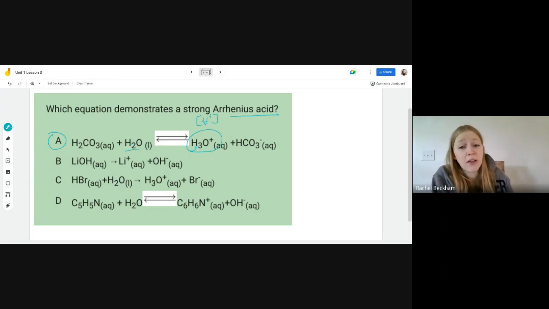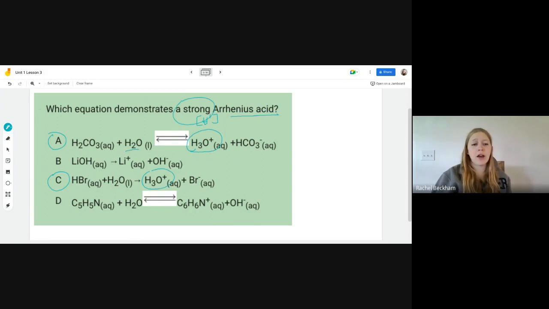And so when you see H3O plus, you can think, okay, that could possibly be an Arrhenius acid. This one also has H3O plus in it. And so these are both Arrhenius acids. They both increased H plus in the solution. But which one is a strong, keyword strong Arrhenius acid?